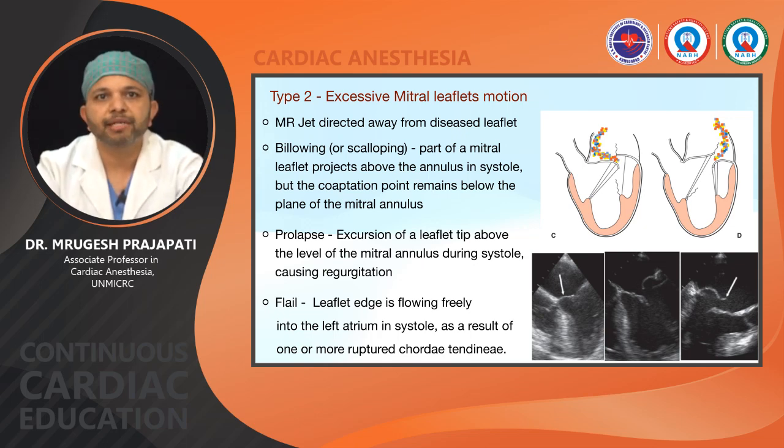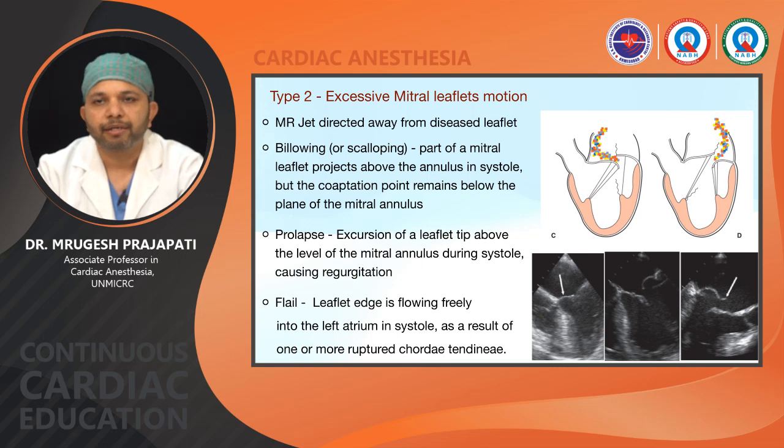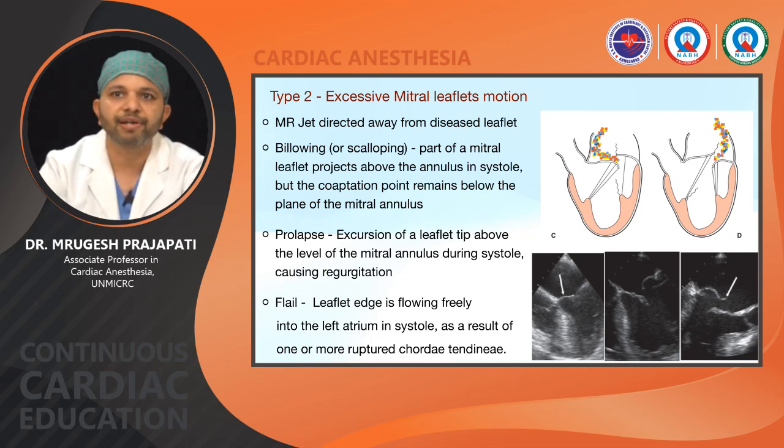Flail is the mechanism where the leaflet flows freely into the left atrium during systole as a result of one or more ruptured chordae tendineae. The basic difference between flail and prolapse is that the tip of the leaflet is directed toward the ventricle in prolapse, while the tip is directed toward the atrium in flail.